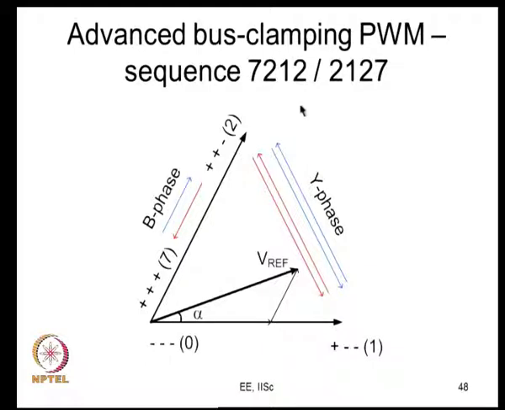Similarly, you have 7212 and 2127. So, here again you have this situation where you will see that this is when R phase is not switched. So, when R phase carries a high current or the switching energy loss corresponding to R phase is high, it is better not to switch R phase, and if for example, Y phase has got a lower current, this might really be an advantage to do that. That is one way of looking at it.